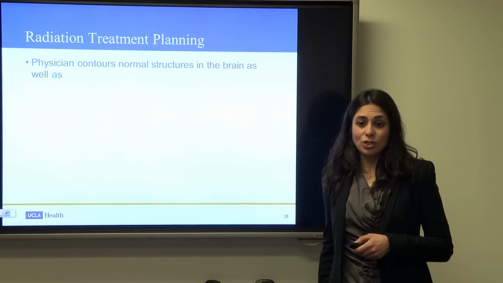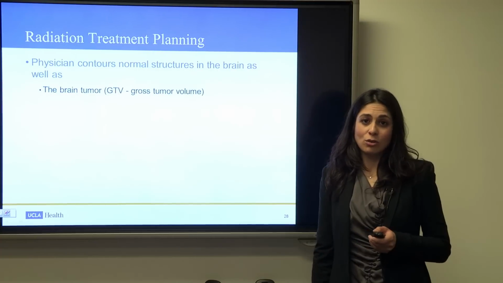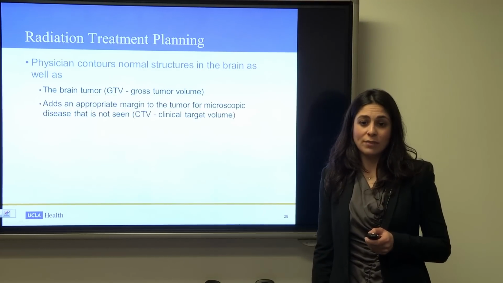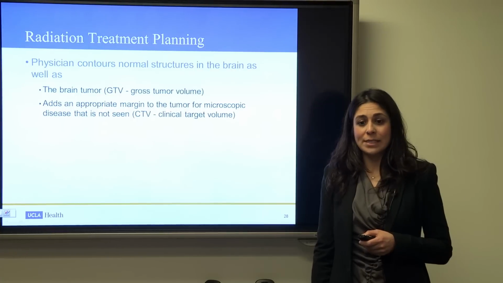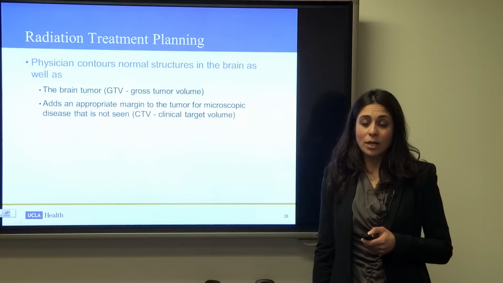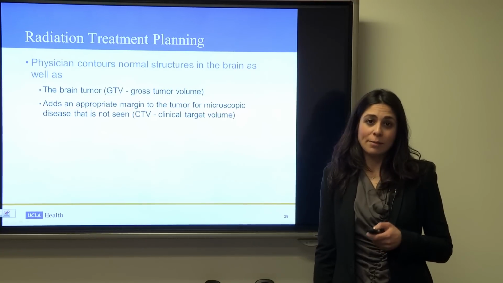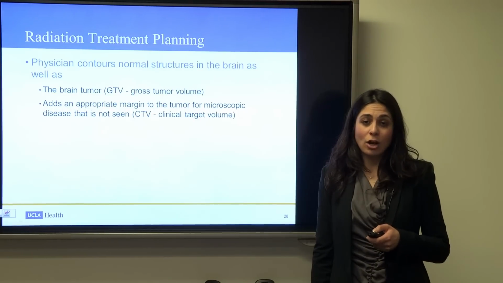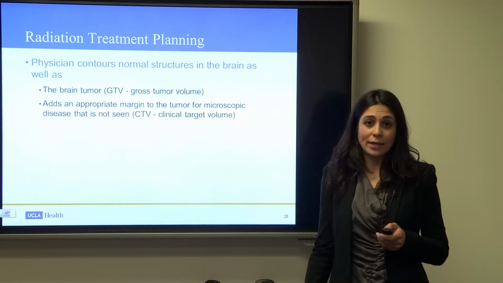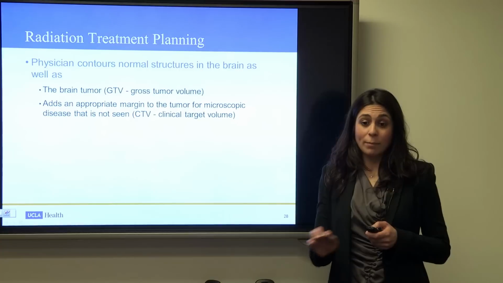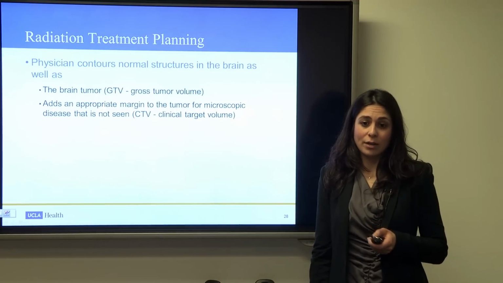So as I mentioned, the physician contours normal structures in the brain as well as the brain tumor, and that's known as the gross tumor volume, or GTV. Then we add that appropriate margin to the tumor for any microscopic disease that's not seen. That's also known as CTV, or clinical target volume. So an example I like to give my patients is imagine an octopus. So the head of that octopus is your GTV, or the brain tumor. And the tentacles are the CTV, because those you don't really see, but they're underlying in the normal brain. And so you want to make sure that you give a margin to cover that area.